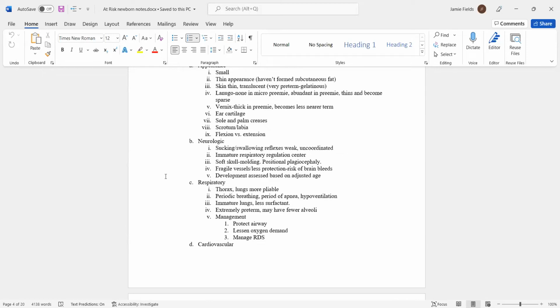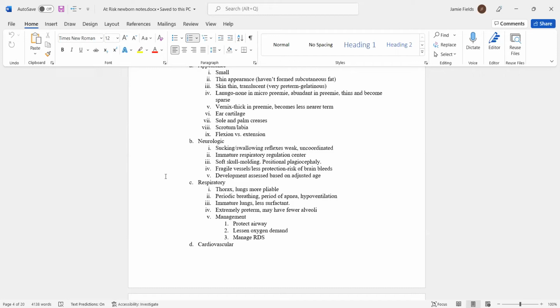So not only are their vessels more fragile, but so are their bones; their joints are more flexible. The bones are not as ossified. They're not completely ossified at birth anyway, but they're less so. They have softer skulls, so they may have more molding, especially since we're also not moving them around as much. All right, now I want you to think about the respiratory.